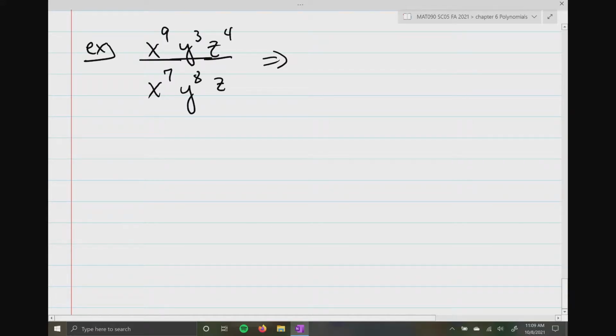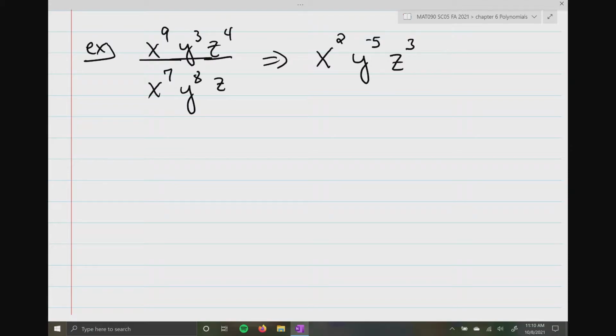So I'm going to write x, and then I'm going to look at my exponents. 9 minus 7 is 2. Now I'm going to look at the letter y. 3 minus 8 is going to be negative 5. And then z is going to be 4 minus 1, which is a 3. Are we all on the same page so far?